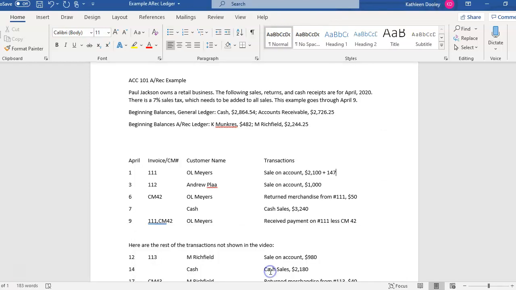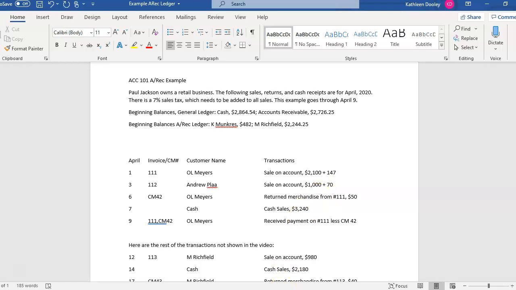Okay, let's take a look now at the next transaction. The next transaction is on the 3rd. It's invoice number 112. The customer is Andrew Play, and it's a sale on account as well, $1,000. Okay, and again, I need to calculate out the sales tax. And so $1,000 times 0.07 is $70. So Andrew Play is going to owe us $1,070.